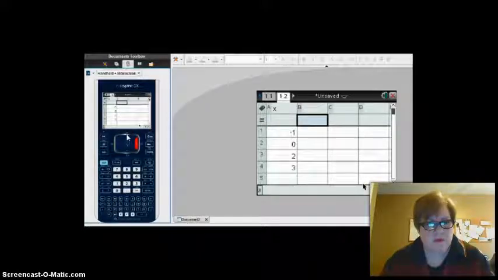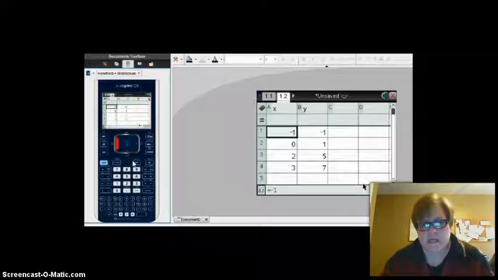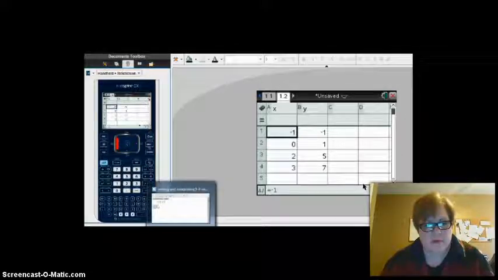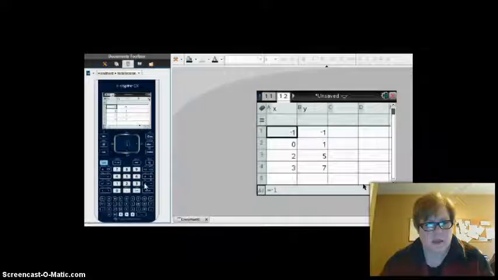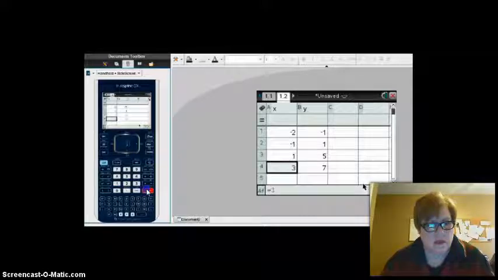Then come over to the B column and put my y's. Okay, then I'm going to come down to these, and I need to change them. Okay, so what were my values? Let's see, I had -2, -1, and 1. So -2, -1, and 1. Okay, so this last one I don't need anymore, so I'm just going to delete that.